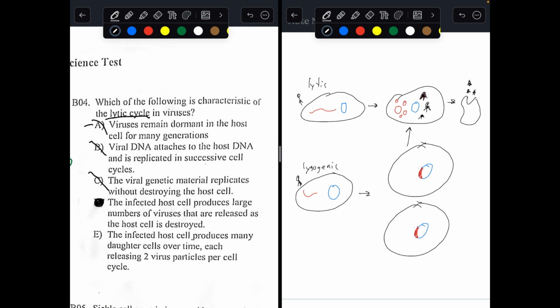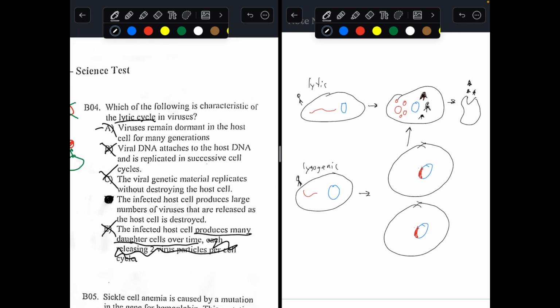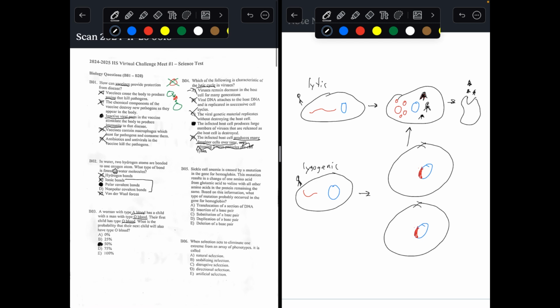And E, the infected host cell produces many daughter cells over time, each releasing 2 virus particles per cell cycle. The first part describes only the lysogenic cycle, producing many daughter cells over time, and the second part isn't even true all the time. Sometimes it can produce more than two. So the answer to number 4 is going to be letter D.